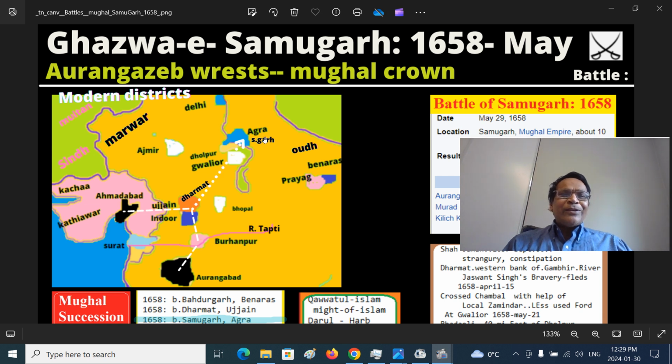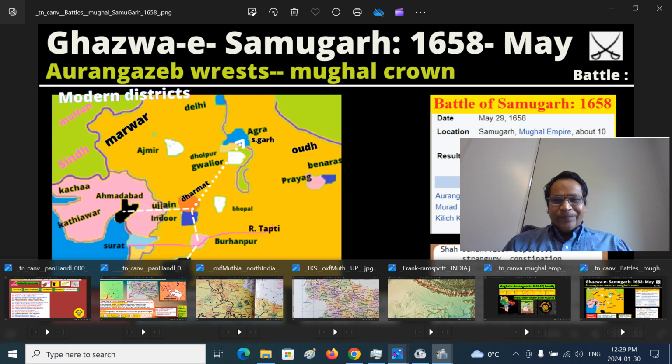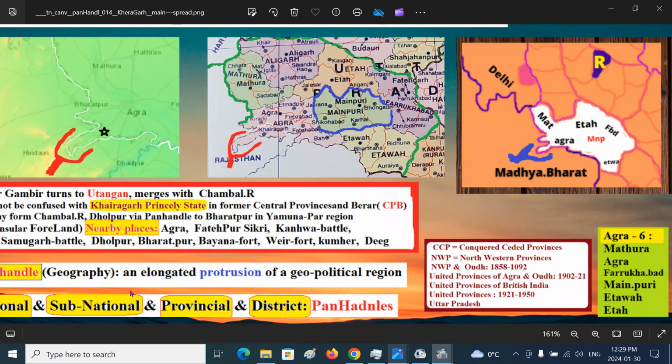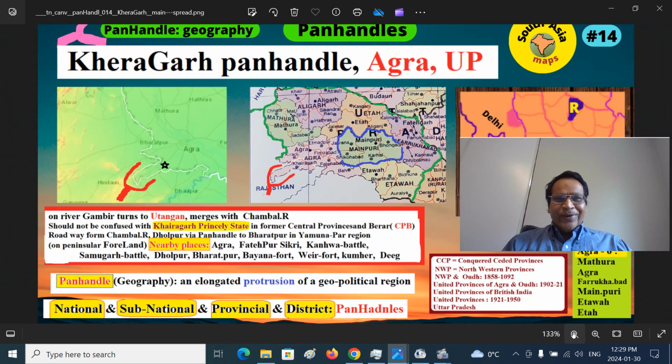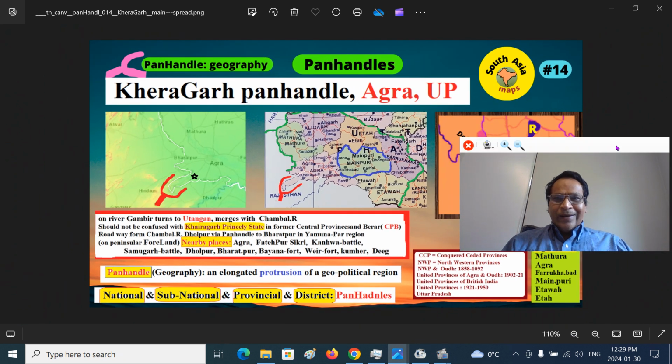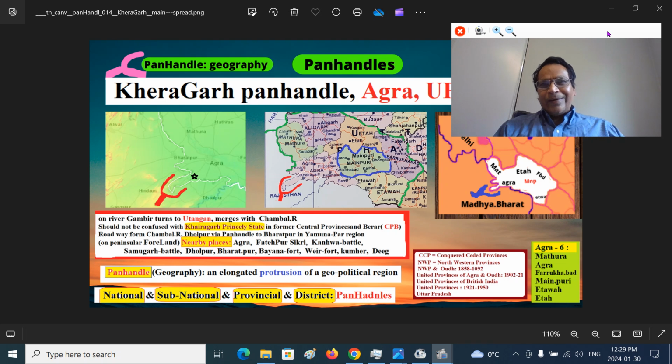You can see the Battle of Samugarh here. I have put Agra district there. The western little bit of protrusion is what we are looking at today. That is the KheraGarh panhandle region in the Agra division or Agra district. You can see the KheraGarh region there very clearly.